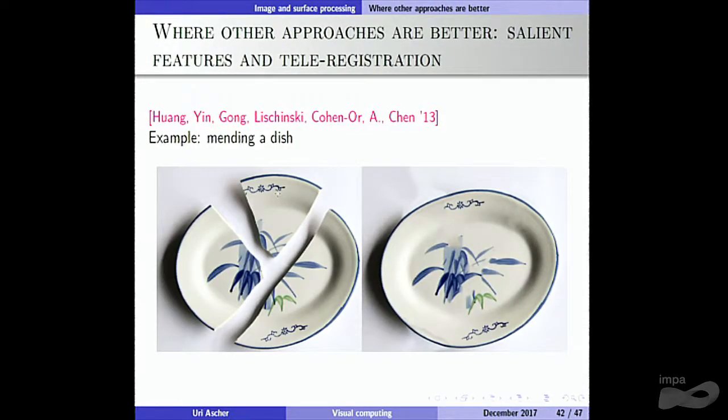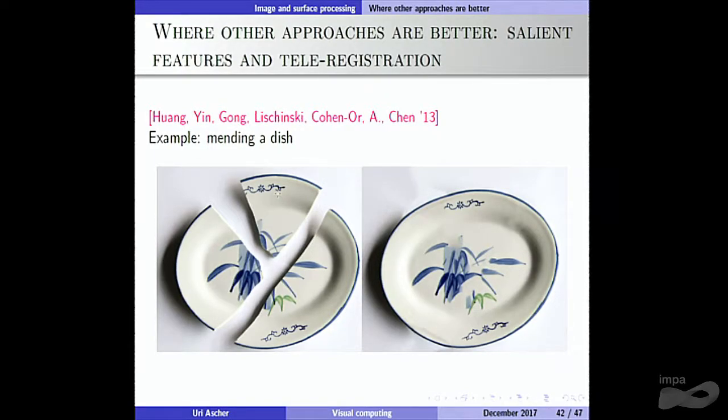Here's another one, of a bit more recent vintage, but still quite a long time ago. You have a picture of pieces of a dish, and you want to put it together. There's a registration problem here, obviously. You want to put these pieces together. But this is a tele-registration because these pieces are not close. If you have done registration in imaging, you would know that the registration is usually a very, very small change. Here the change is not so small.